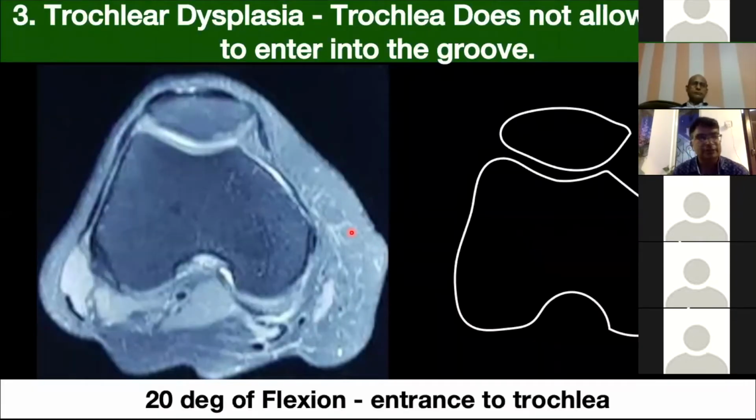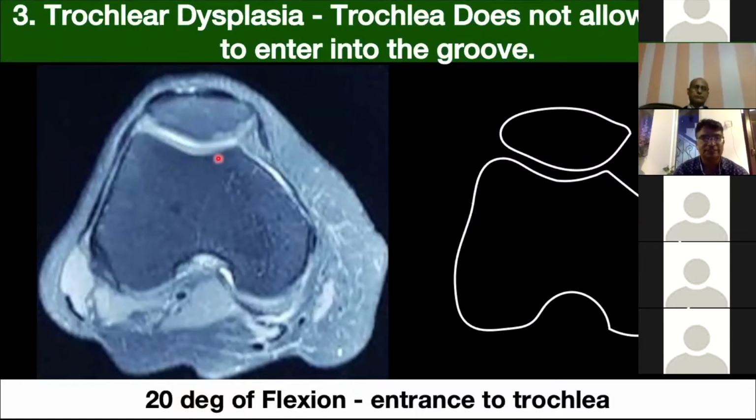The third reason for patella dislocation is the trochlear dysplasia. If there is a trochlear dysplasia, the trochlea does not allow the patella to enter into the groove. As Sushil emphasized, at about 20 to 30 degrees of flexion, the patella enters the trochlear groove. And this is a picture at 30 degrees of flexion, in which you can see that the contour of the patella very much matches with the contour of the sulcus or the trochlea. So the patella has to come to this one.